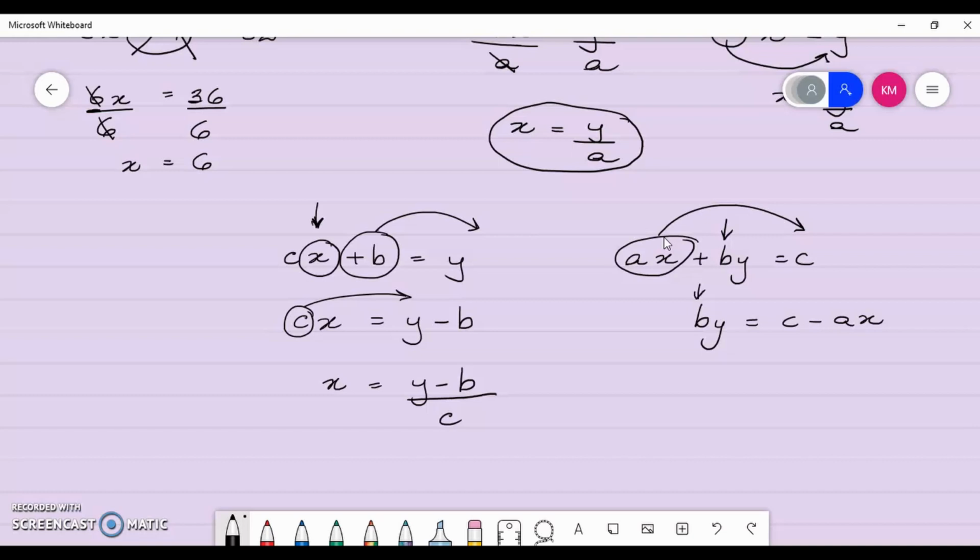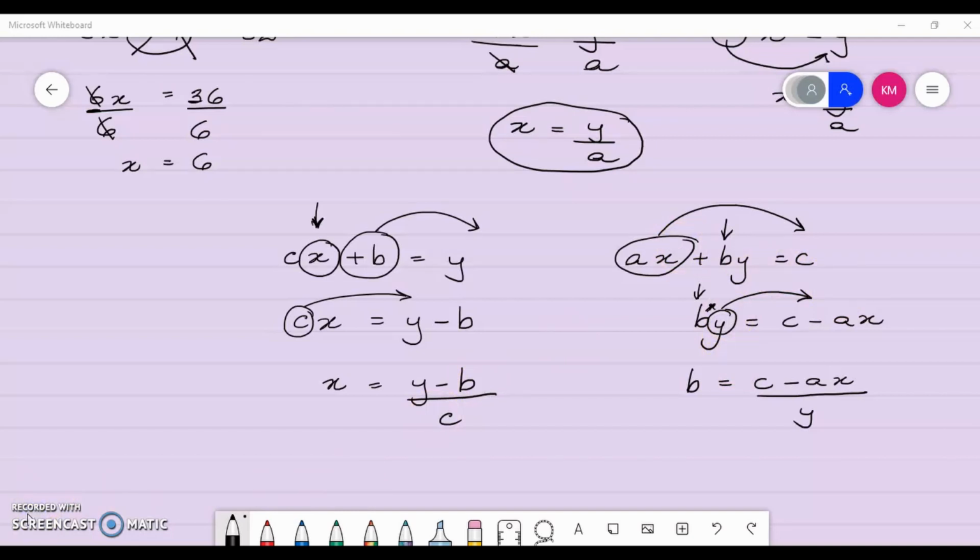Remember, it's b I want to be the subject of my equation, so I need to get rid of that y. b is being multiplied by y, so when that y goes across, I'll be left with b equals c take away ax divided by y. Remember, y is being multiplied on the left hand side, so it's going to go across to be divide.